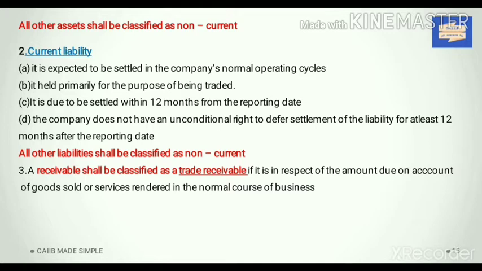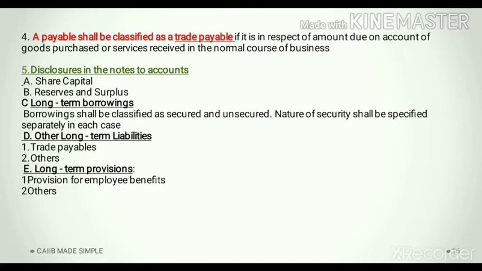A receivable shall be classified as trade receivable if it is in respect of the amount due on account of goods sold or service rendered in the normal course of business. Next is trade payable, if it is in respect of the amount due on account of goods purchased or service received in the normal course of business. Next, disclosures in notes to accounts.